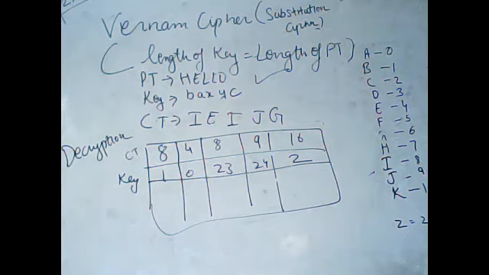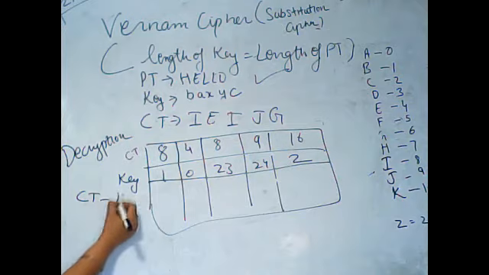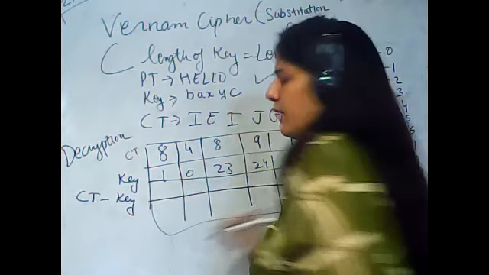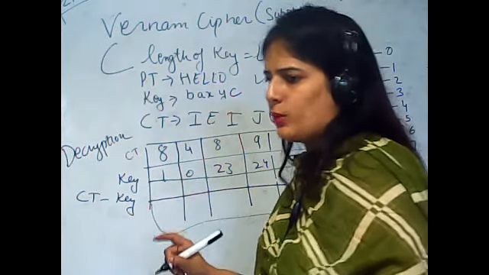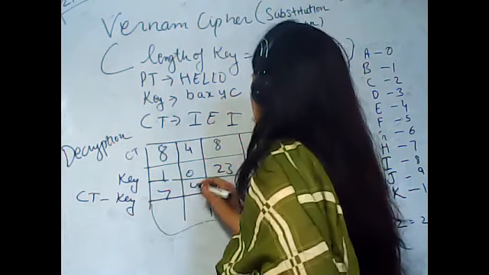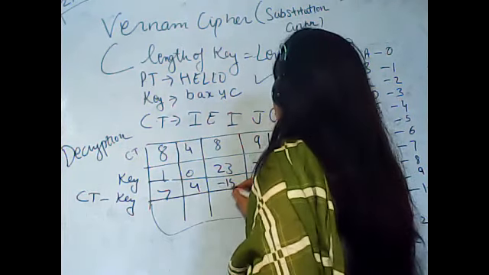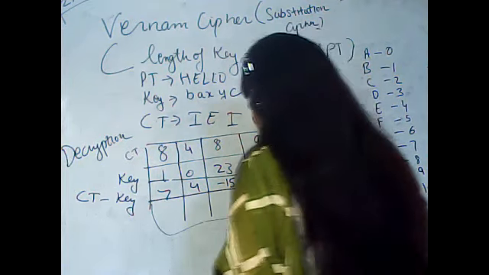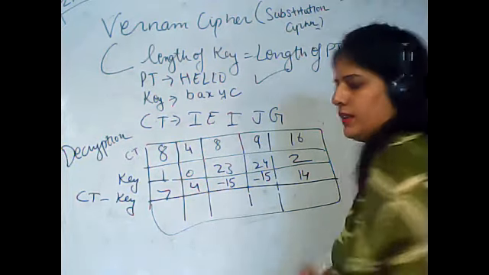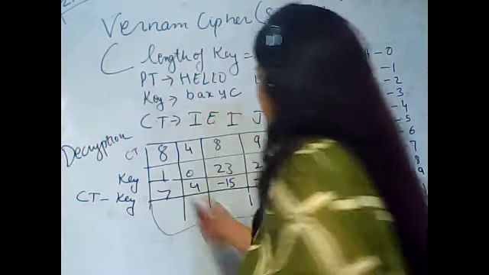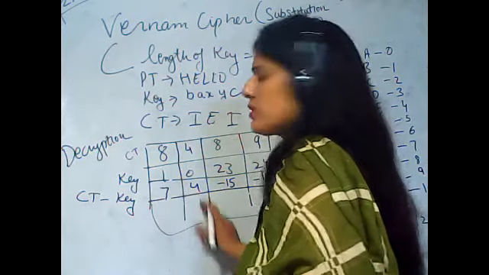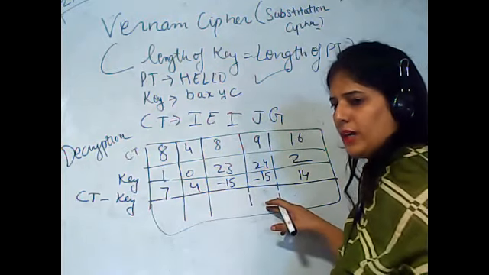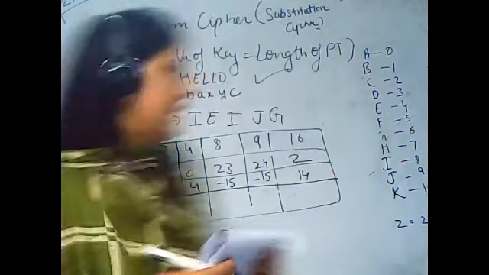Here I will do ciphertext minus key. In the encryption part, I was adding both the values; here I will subtract both the values. So 8 minus 1 is 7, then 4, and here we will be getting the value in the form of minus 15. Again, there is a condition that an alphabet whose value is up to 26 is okay. But here we are getting a negative value.